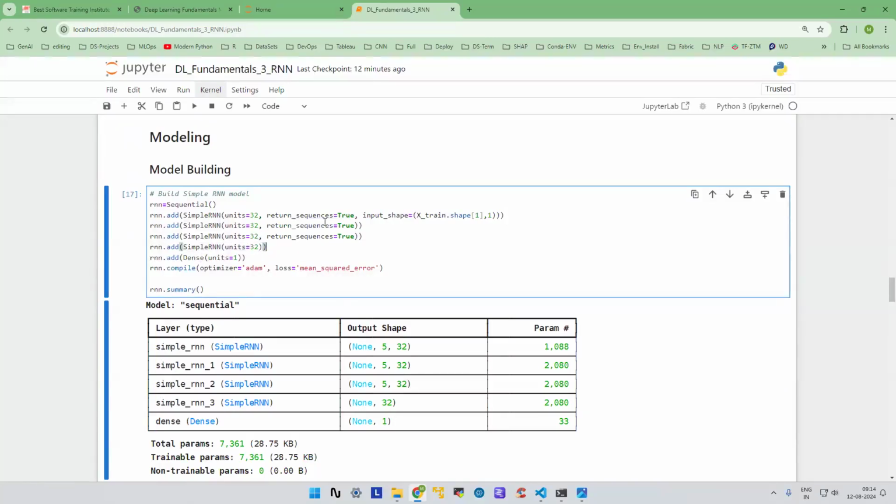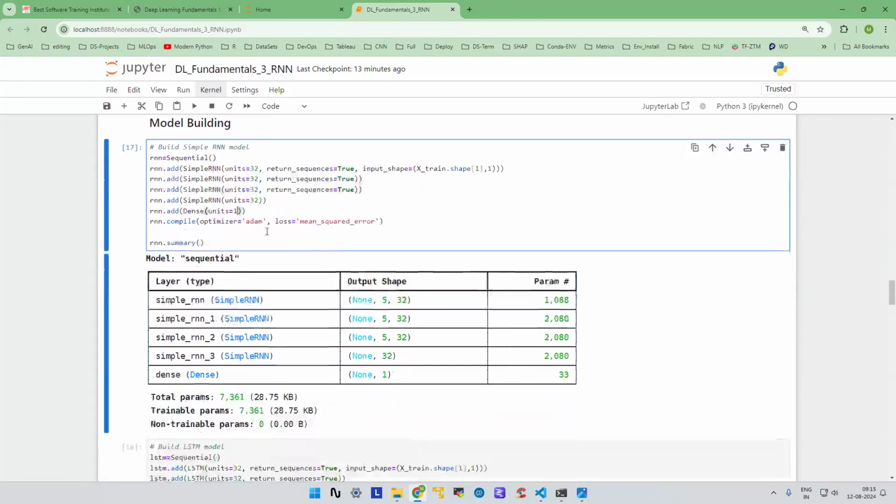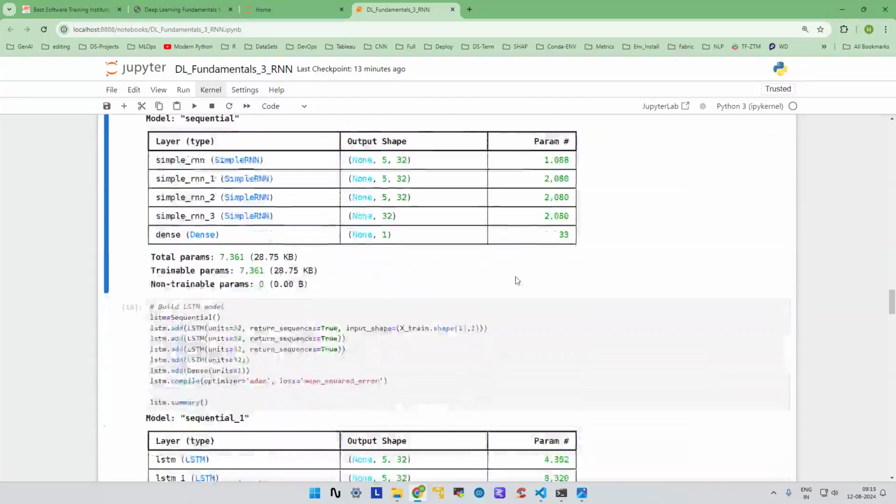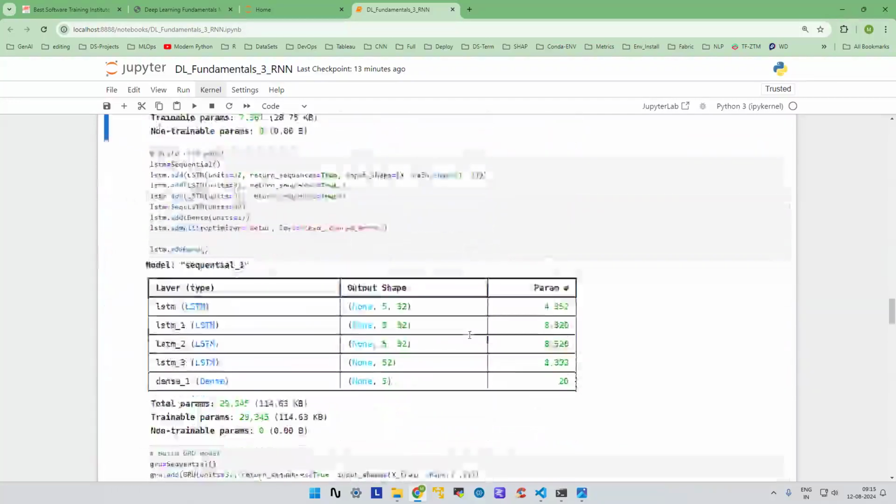We have the number of input columns. The first hidden layer is going to have 32 neurons, the second hidden layer is going to have 32 neurons, 32 again, another 32, and finally it's going to be the output layer. And we have used the Adam optimizer and mean squared error loss to find out the loss here.